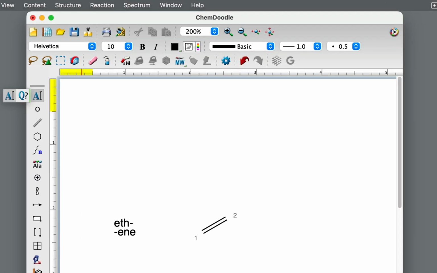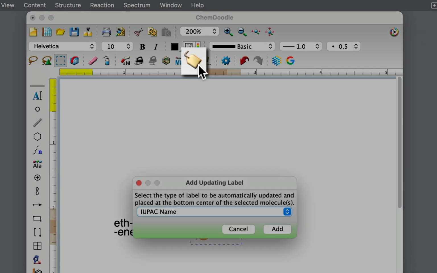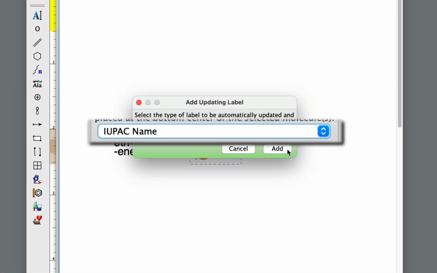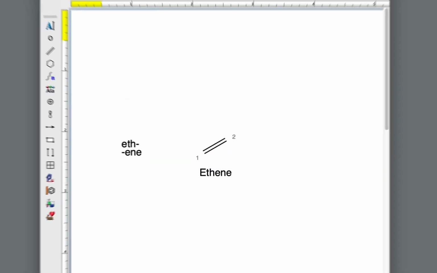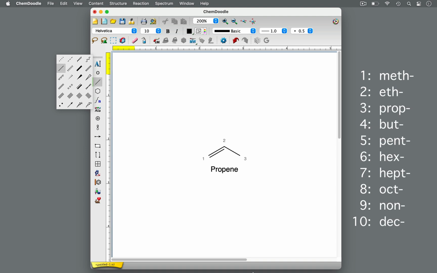To name a molecule in ChemDoodle, select the molecule and press the Attach Updating Label button. In the pop-up, be sure that IUPAC name is selected and press Add. This molecule is ethene. An alkene with 3 carbons is propene.